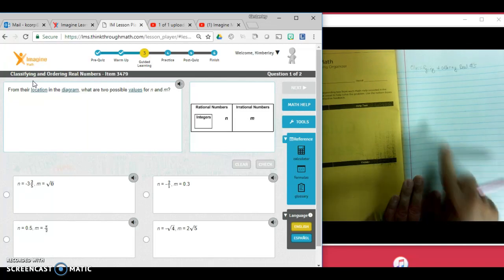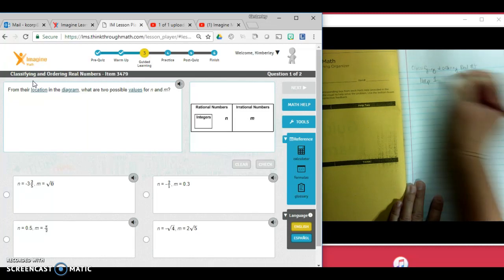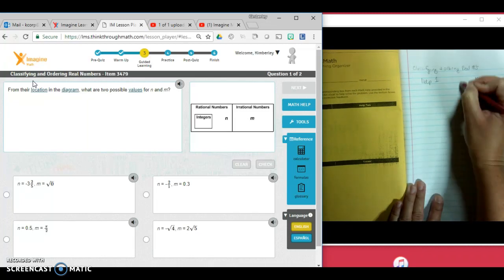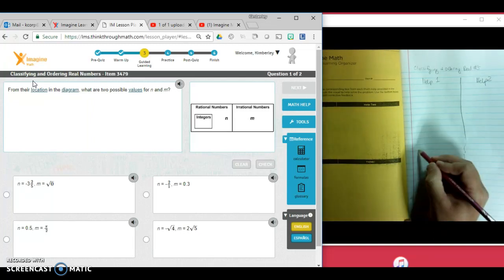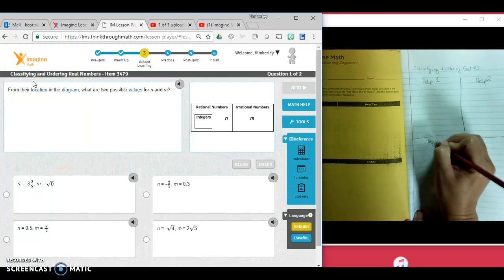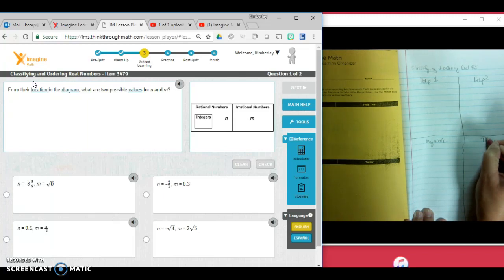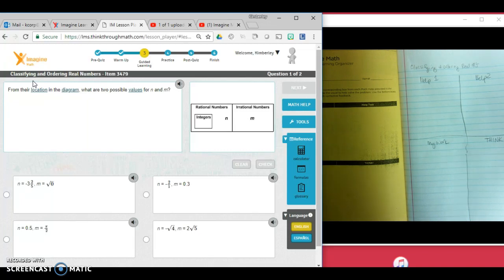All right, so we're going to divide our paper up into 4, just like it is here, where we have help 1, help 2, and I have my work, and I have my think space. So you're going to fill out a page just like this for every lesson that you complete and think through math.